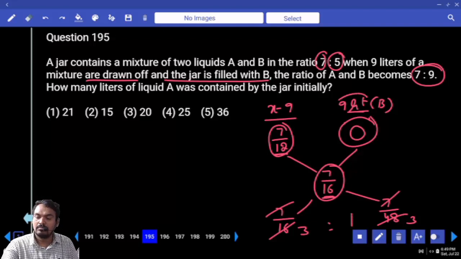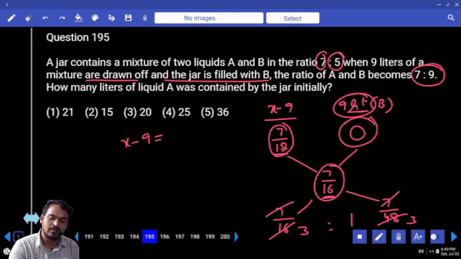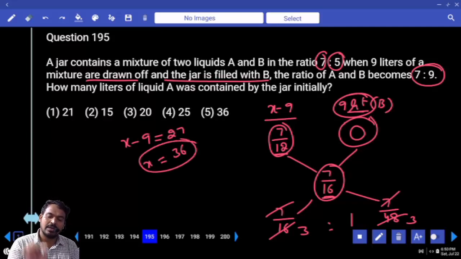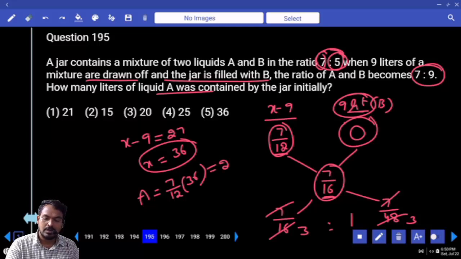What is the one part value? 9 liters. 1 part is 9, so 3 parts are 27. Means X minus 9 equals how much? 27. X is how much? 36. That 36 equals A and B or only A? A and B. A and B total how many parts? 12 parts. In that we require only A or B? A. Means we take the A value 7 by 12 of how many liters? 36. What is the answer? 21.